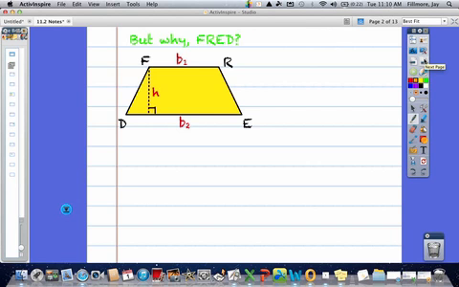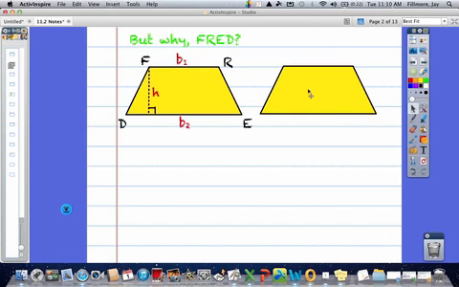But why, Fred? Why is this the formula? Well, let's look at trapezoid FRED, or Fred, and discuss it. So there's two ways we can look at it. One way is, let's say I have Fred here, and let's say that I duplicate him. So now Fred has a clone.